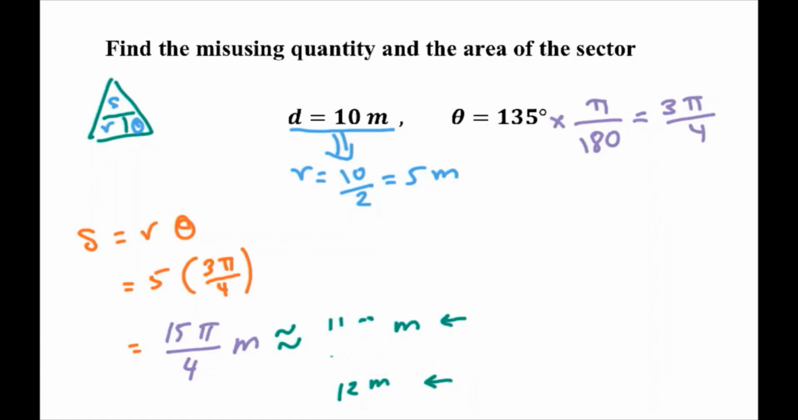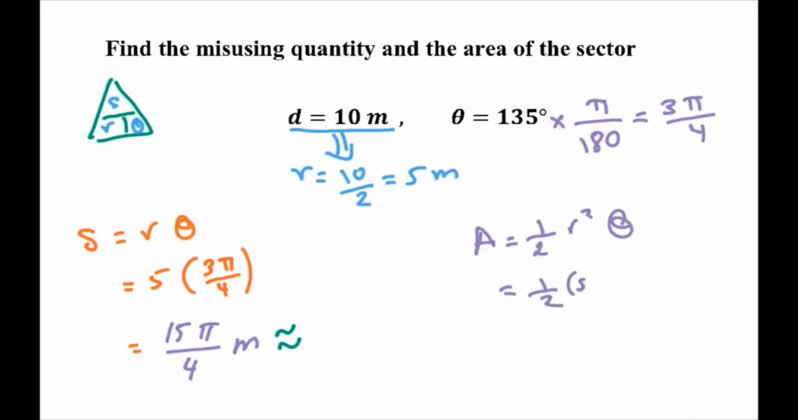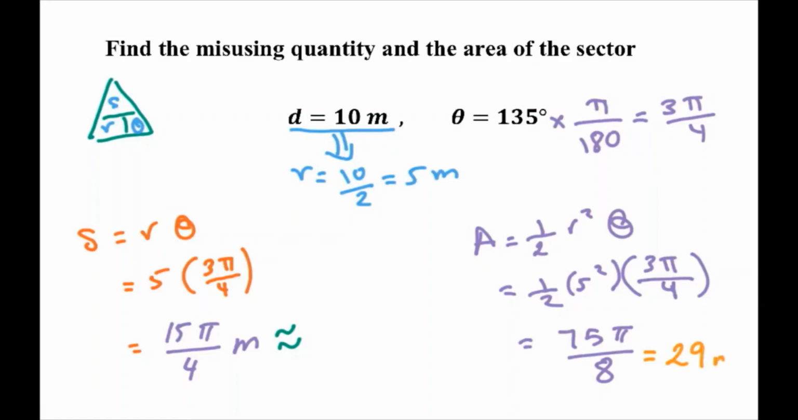Now I need to find the area of the sector. So the area of the sector is 1/2 r squared theta, which is equal to 1/2 multiplied by 5 squared multiplied by 3 pi over 4 in radians. That's going to be 75 pi over 8. And if I ask you to round it to the nearest square meters, that means the nearest whole number, that's going to be 29 meters squared. So that's the nearest whole number or nearest square meters.